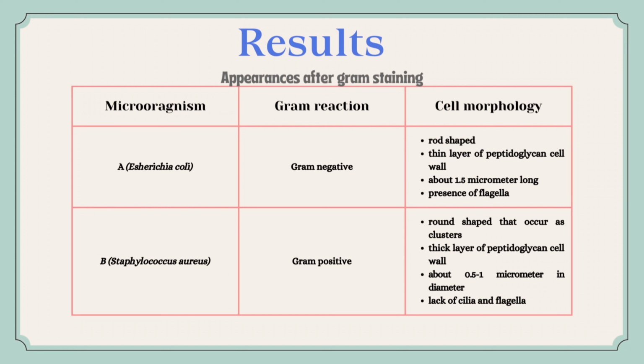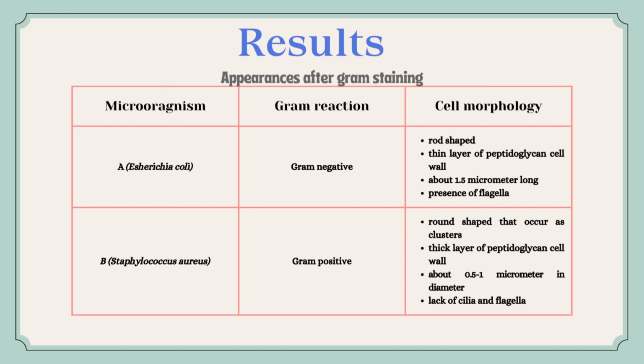Escherichia coli is a Gram-negative bacteria. When viewed under the microscope, it was rod-shaped. It has a thin layer of peptidoglycan cell wall and it was about 1.5 micrometers long. There is also a presence of flagella.